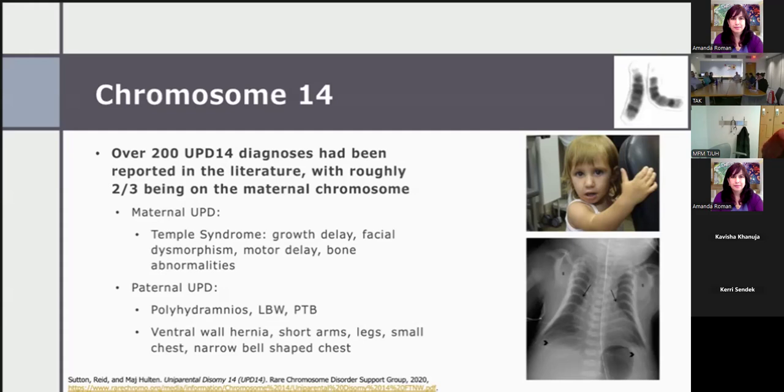These patients also tend to have respiratory problems in the newborn period, short arms and legs, ventral wall hernias, learning difficulties and feeding difficulties. Some cases have noted characteristic facies, although I wasn't able to find images of those cases, but we'll see a protruding upper lip, small palpebral fissures, hairy forehead, and a short neck.